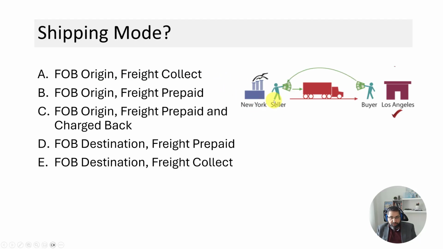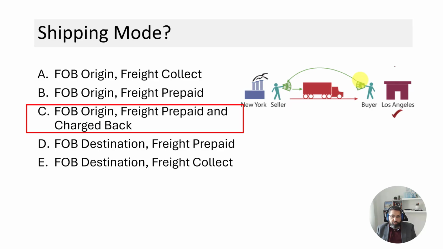Okay, let's do one more. Now this is interesting. So the buyer owns the goods in transit. Look at the tick mark, which means it's going to be FOB origin, not FOB destination. So I can eliminate choices D and E immediately. So it's one of A, B, and C. But in this case, the supplier is paying the transportation company and then the buyer is refunding the seller. So if the seller pays, it's going to be a prepaid option, and then you're going to add "and charged back" after prepaid, because the buyer is going to refund the supplier. So it's going to be option C, freight prepaid and charged back.